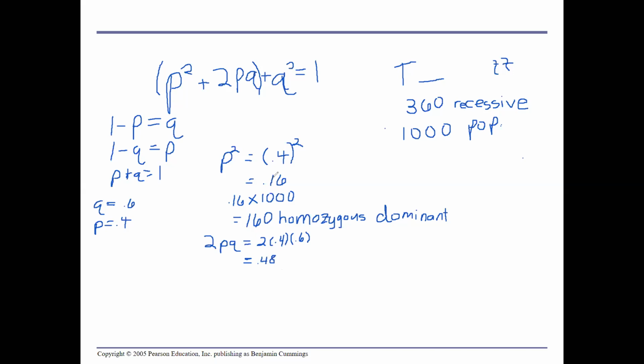And just like up here, that is a percentage of the population. So you're going to multiply by 1,000, and that's going to get you 480 heterozygous.